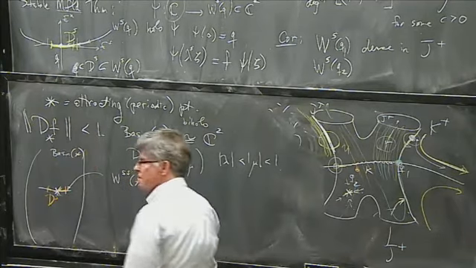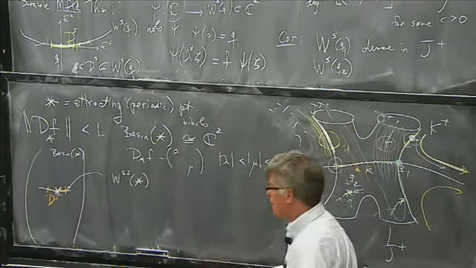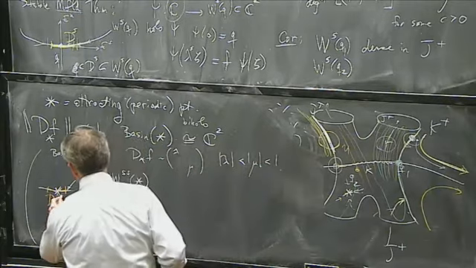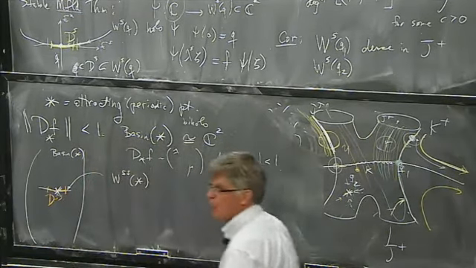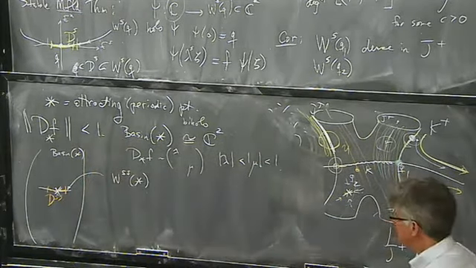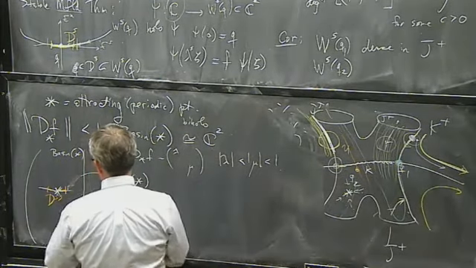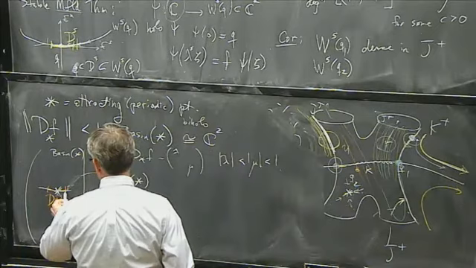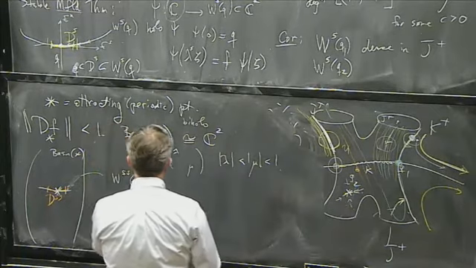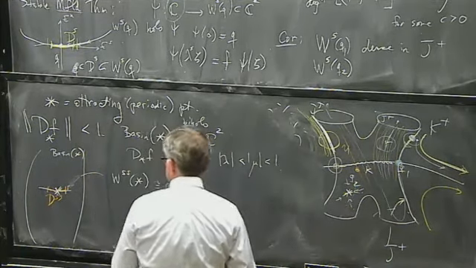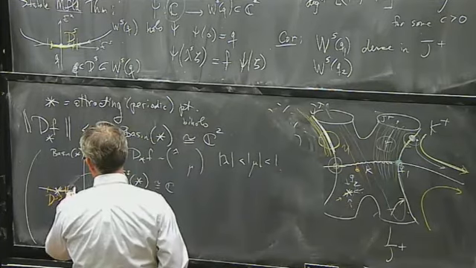What happens if I start mapping this disk backwards? It's going to be moving around. It has to stay inside the basin. It's going to be uniformized by C. And so I keep coming back and coming back.